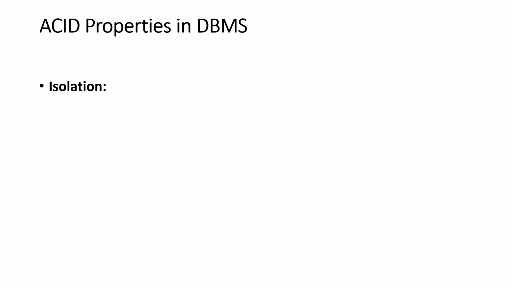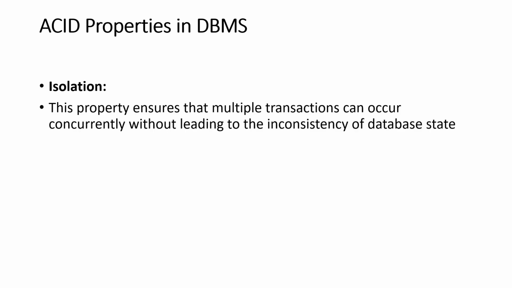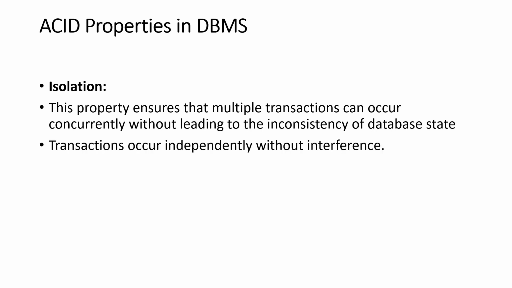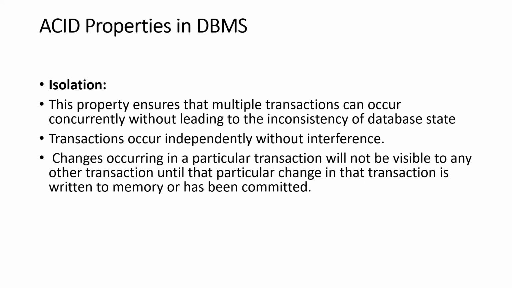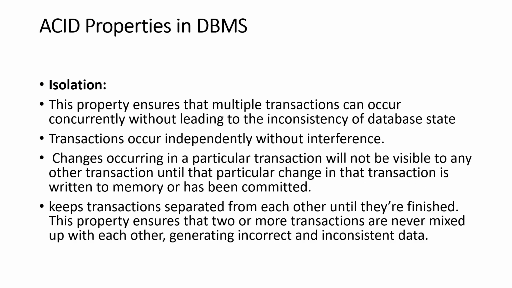isolation. This property ensures that multiple transactions can occur concurrently without leading to inconsistency of the database state. We can simply say that transactions occur independently without interference. Changes occurring in a particular transaction will not be visible to any other transaction until that particular change in that transaction is written to memory or has been committed. It keeps transactions separated from each other until they are finished. This property ensures that two or more transactions are never mixed up with each other, generating incorrect and inconsistent data.